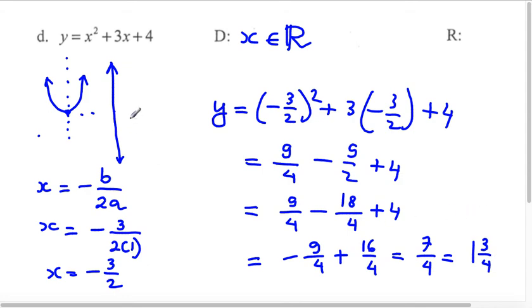So we know that the x coordinate is negative 3 over 2 and the y coordinate of our vertex is 1 3/4 or 1.75 if you prefer. Then we know that the range of this function is anything above or equal to 1 3/4 or 1.75 if you prefer.